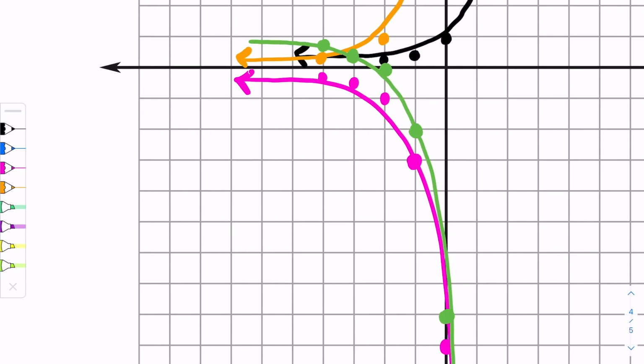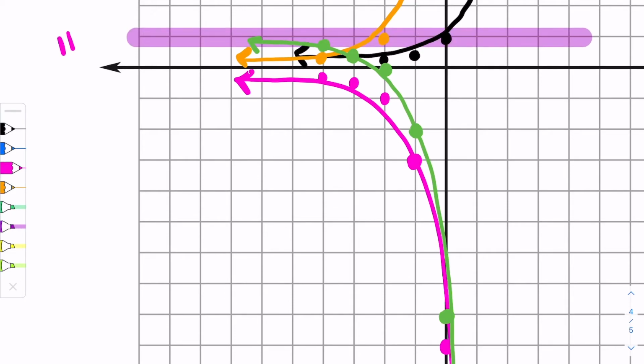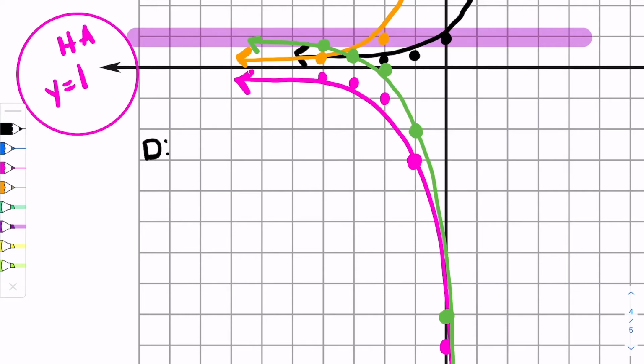Not only did the graph shift up 1 unit, but so did the horizontal asymptote. It is at y equals 1. It shifted up 1 unit. The domain is still all real numbers, negative to positive infinity.